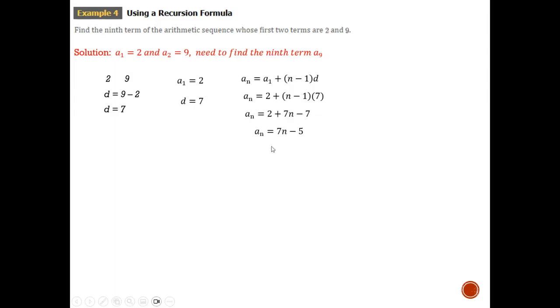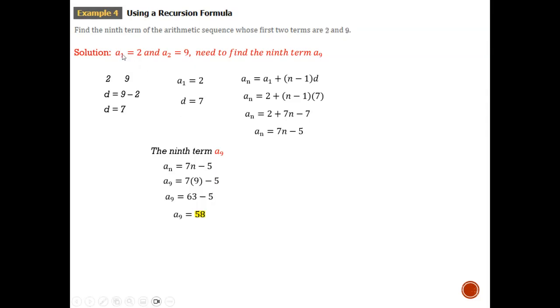Here is my formula. So now if I want the ninth term, I can just plug in a 9 because I want a sub 9. So n is 9. Plug in a 9 right here. 7 times 9. 63 minus 5, my ninth term is 58.